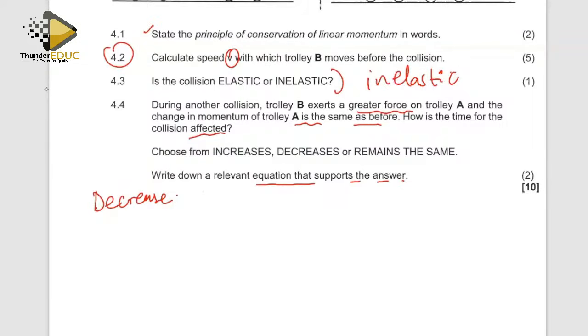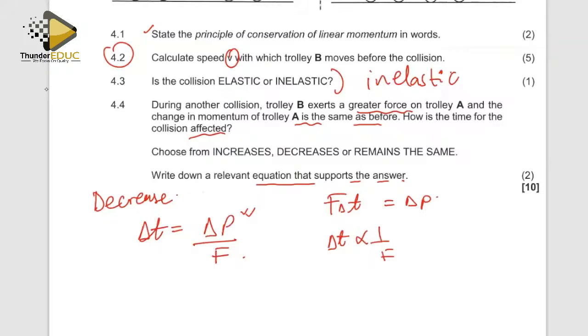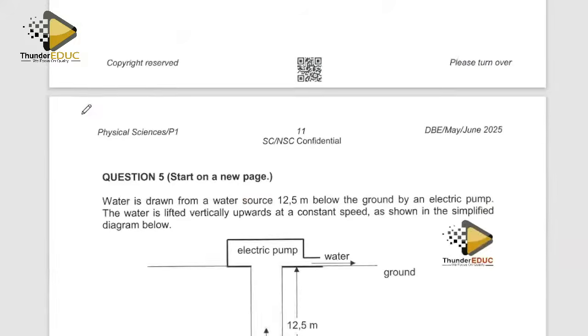So we know that force multiplied by delta T should give us the change in what? Momentum, the impulse. Then delta T is the same as the change in momentum over the force. Remember, the change in momentum is the same for both, whether A to B or B to A. So if the force is greater, the time must be smaller, because time is inversely proportional to the force. So this decrease and this formula is perfect. That is 4.4 and question 4 as a whole.